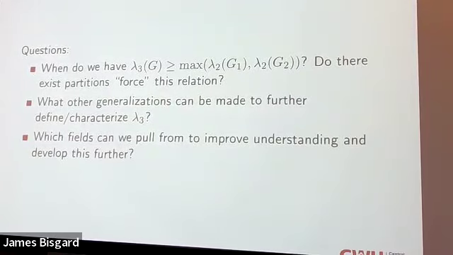But taking it further, there were a few cases where lambda 3 of G was actually greater than both of these algebraic connectivities. It happens kind of often enough that it begs the question of when does this happen? When can we force this? And is there a partition we can do that could force this relation or maybe other relations? And furthermore, what generalizations can we make?